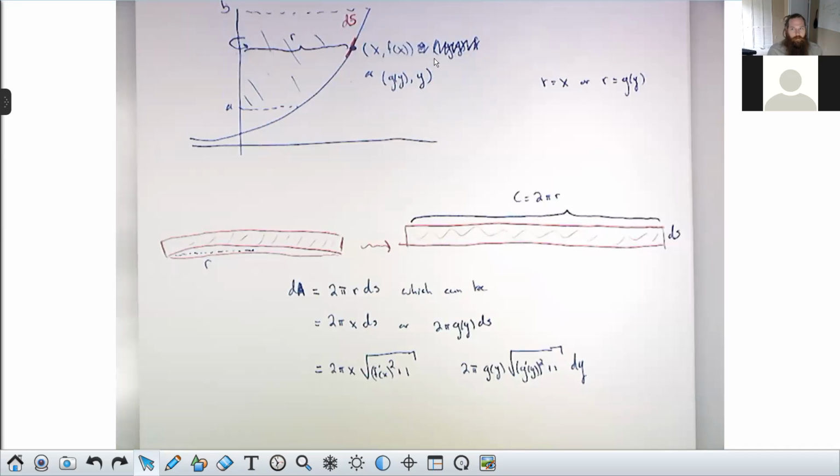This really boils down to like 4 different approaches. Characterized in terms of x, rotating about x or y. That's 2 different ones. And then characterized in terms of y, rotating about x or y. Your book does describe all of these.